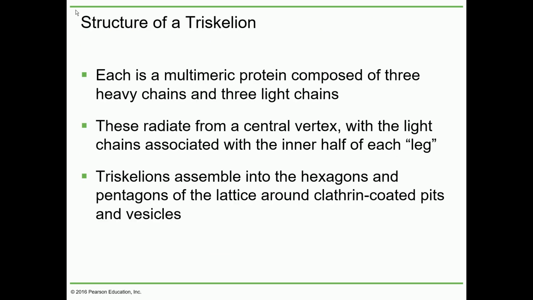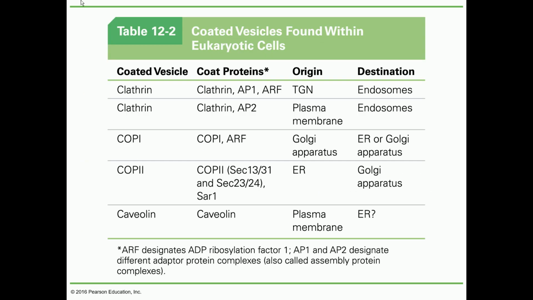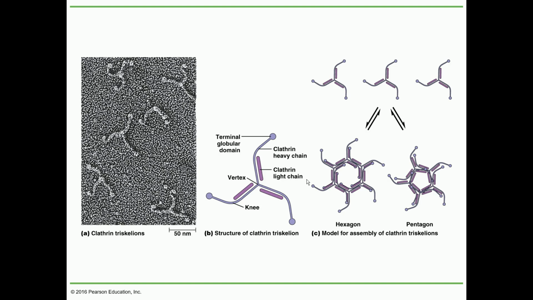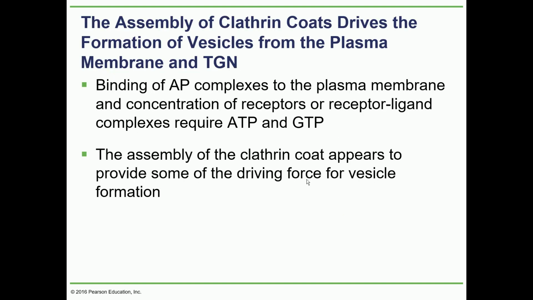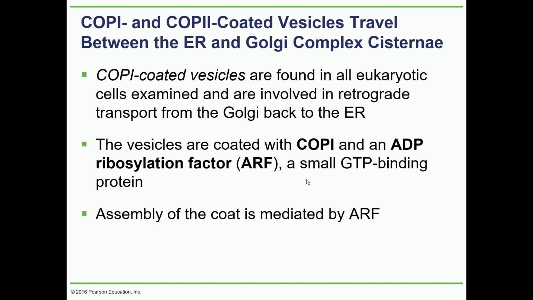You can see the coat protein 1 vesicles originate from Golgi and go to ER, and the coat protein 2 vesicles originate from ER and go to Golgi. So we are now talking about some of the proteins which are involved in these kinds of vesicles. Coat protein 1 and coat protein 2 coated vesicles travel between ER and Golgi complex cisternae.